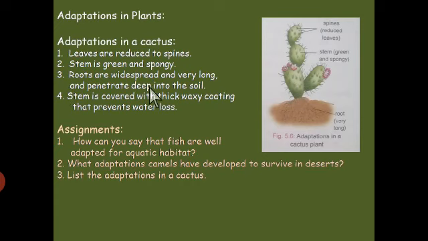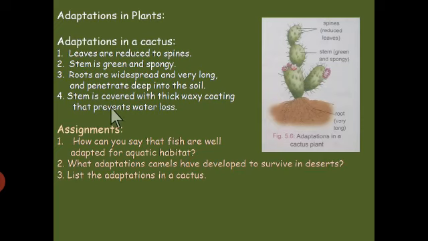Then roots are widespread and very long and penetrate deep into the soil. The roots of the cactus are very widespread and deep. They penetrate deep into the soil because they have to collect water from a larger area, so that they can collect a good amount of water for the plant.